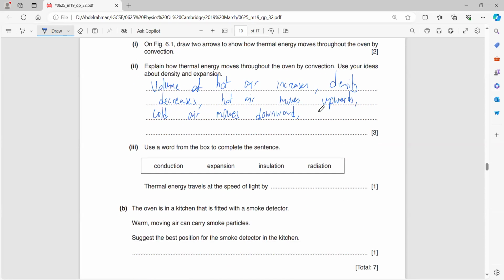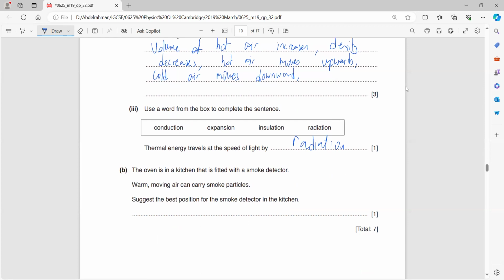Use a word from the box to complete the sentence. Thermal energy travels at the speed of light by radiation. Definitely radiation. To be more specific, we can say by infrared radiation.